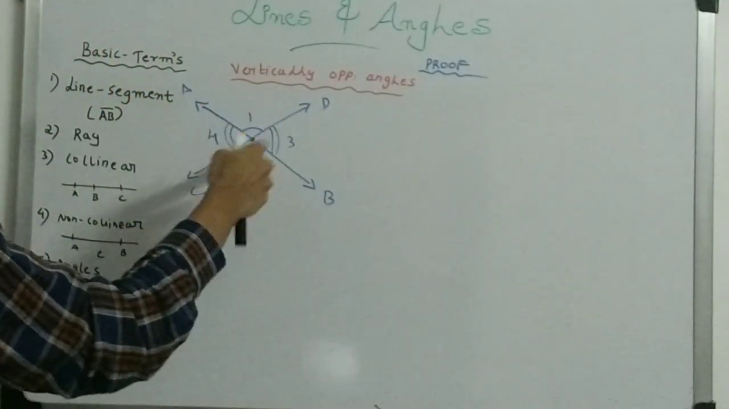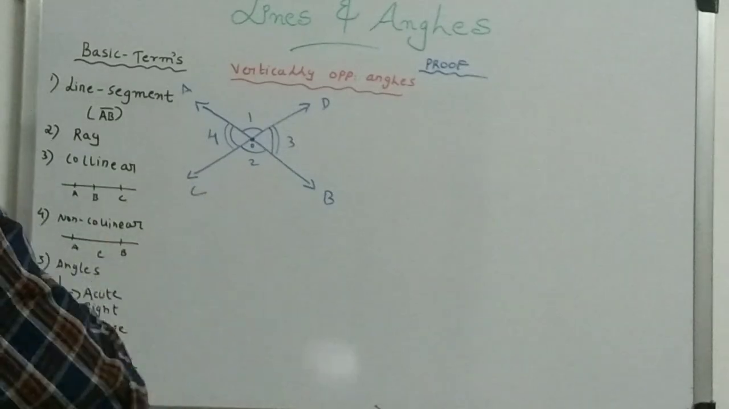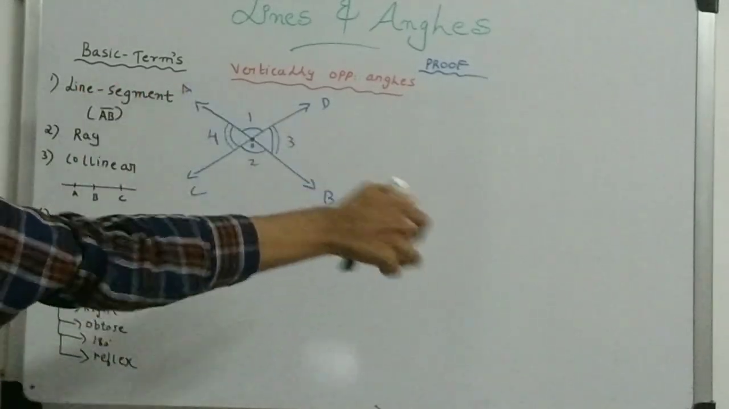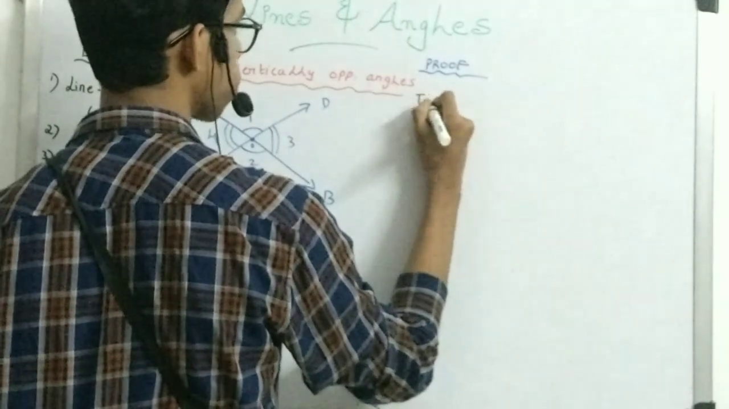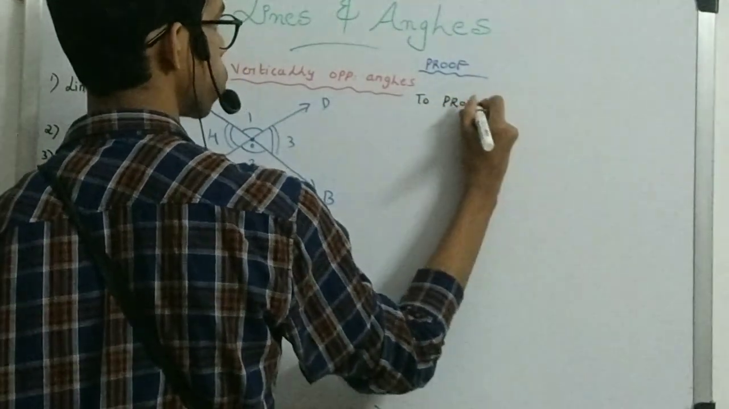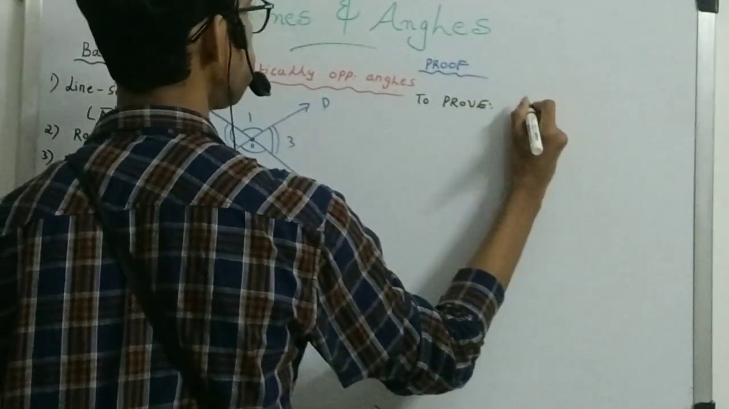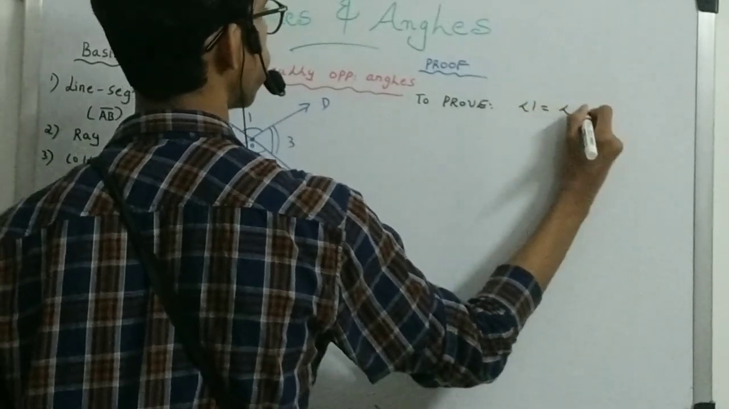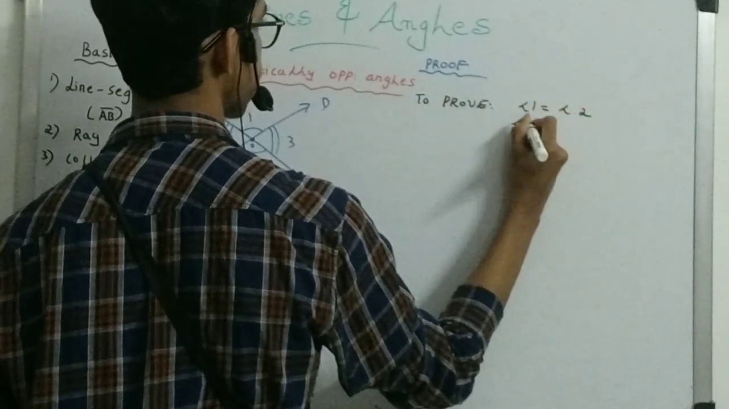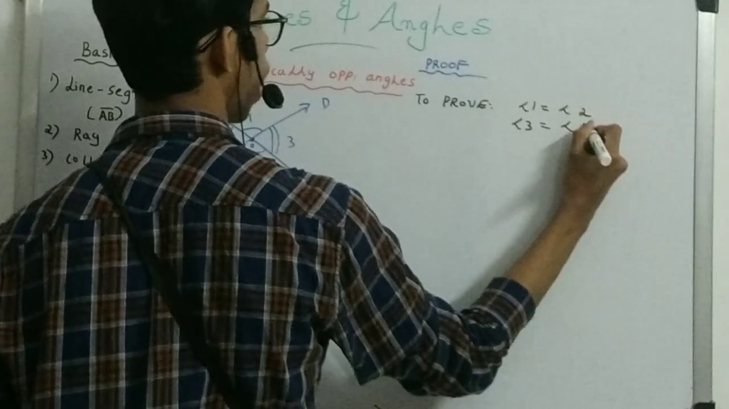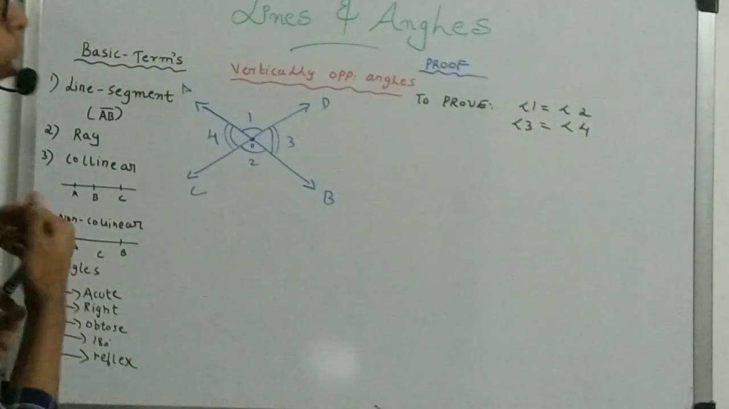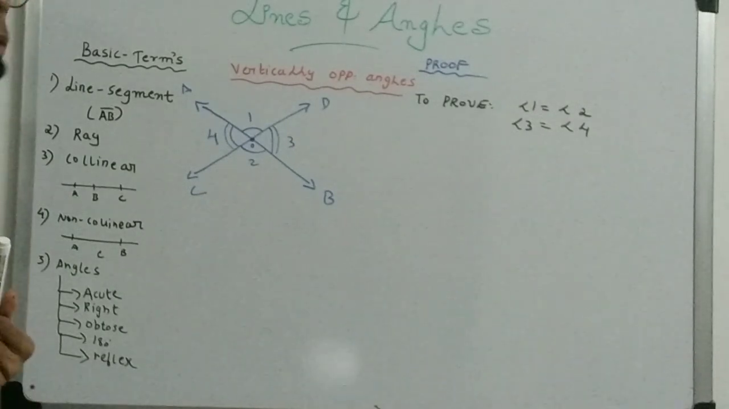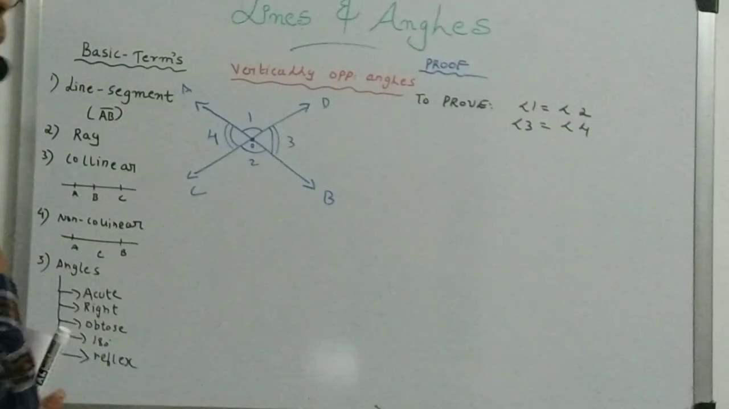So let's see the proof of the vertically opposite angles theorem. How will we prove that angle 1 is equal to angle 2 and angle 3 is equal to angle 4? Here, what do we need to prove? First of all, you should write that we need to prove that angle 1 is equal to angle 2 and angle 3 is equal to angle 4. Now, in order to prove this, we have to use the concept of linear pairs.